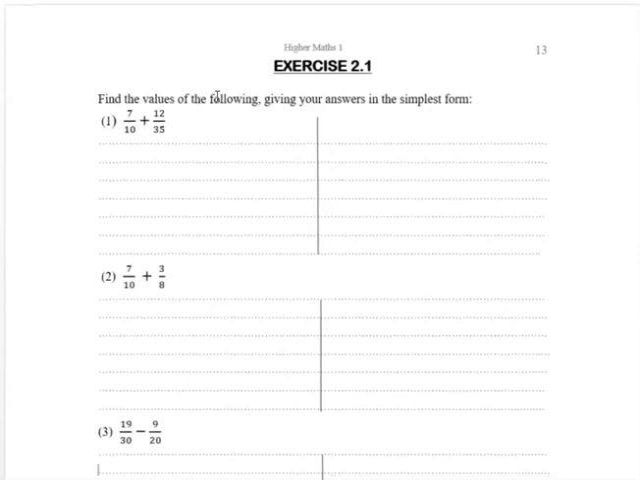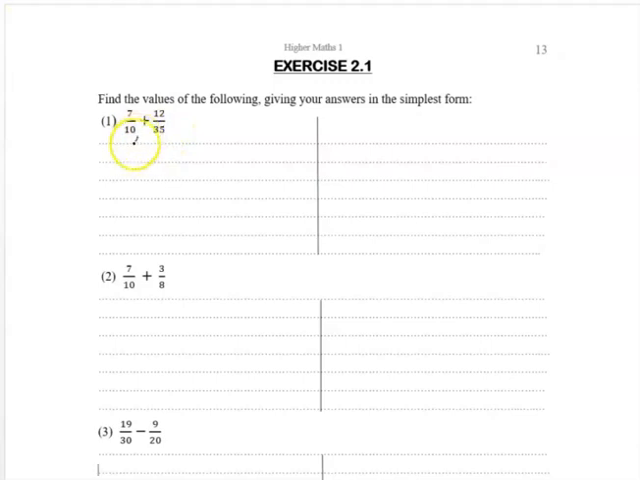Now we're going to be covering the first question. We want to work out the values of the following questions in the simplest form. Now, simplest form means that if you have a solution like 5 over 10, you simplify the fraction into 1 over 2. Now the first question, we have 7 over 10 plus 12 over 35. Now once you work out the LCM of 10 and 35, which is going to be 70, we times them both by the appropriate number to turn them into 70.